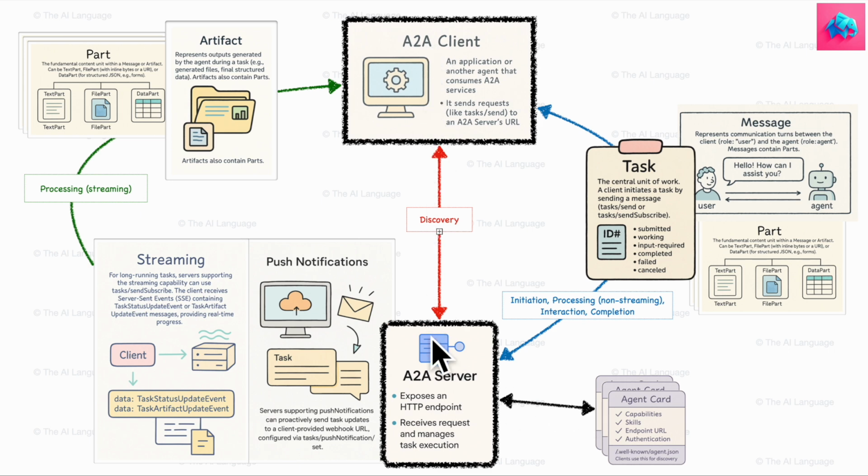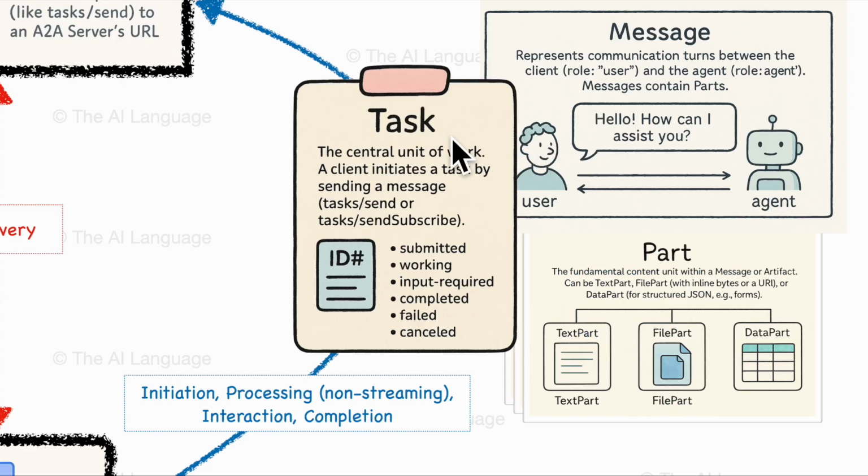So how does the work happen after the discovery process? This happens through tasks, and let's look at that next. The core unit of work in A2A is called a task. When the client wants something done, it sends a request to start a task using either tasks/send or tasks/sendSubscribe. Each task has a unique ID associated with it, and it can be in multiple states. It can be submitted, working, input-required, completed, failed, or cancelled.